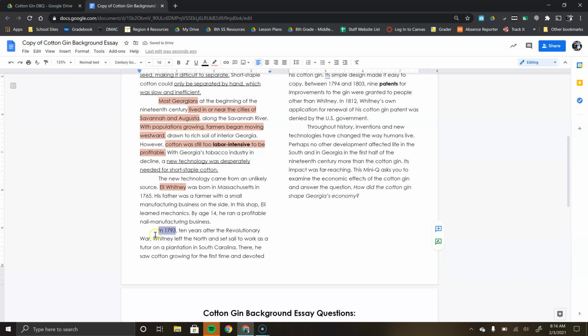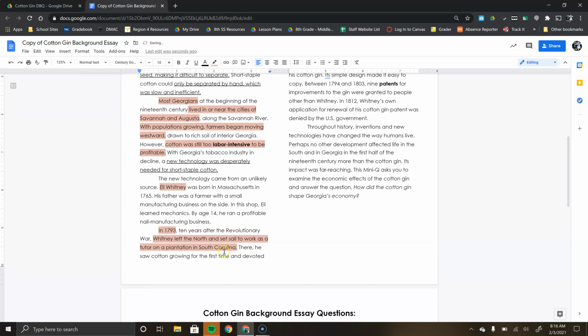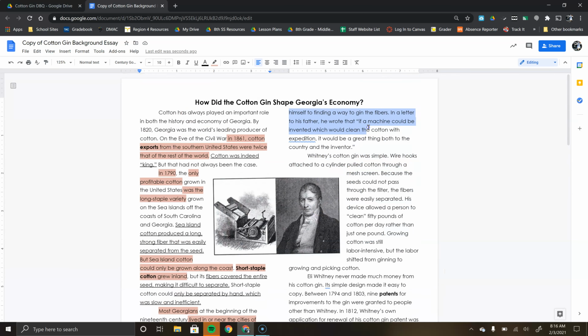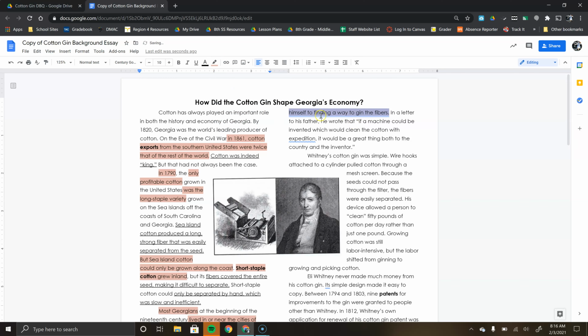Whitney is going to go to South Carolina, right? And that is where a lot of our plantations are. So he's going to see cotton growing for the very first time, and he's going to devote himself to finding a way to gin the fibers. When we say gin the fibers, what we mean is separate those fibers from the seed, right? So that's why it's called cotton gin, because it separates the fibers from the seed.